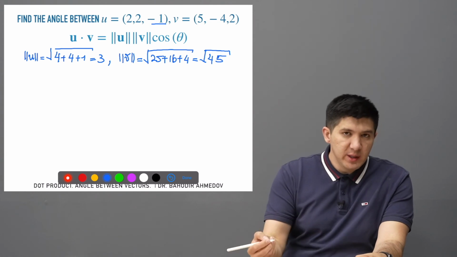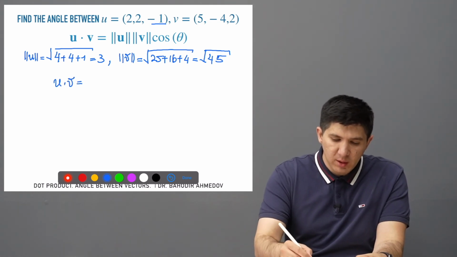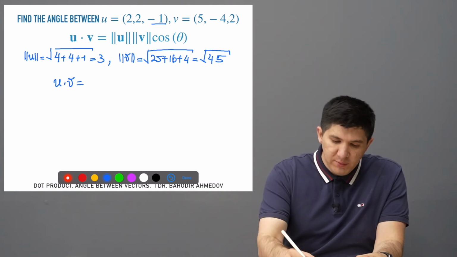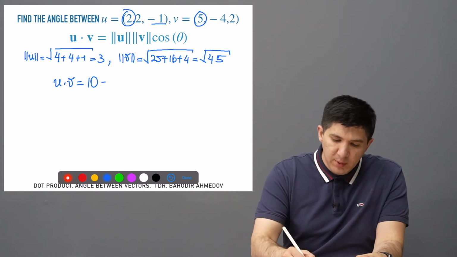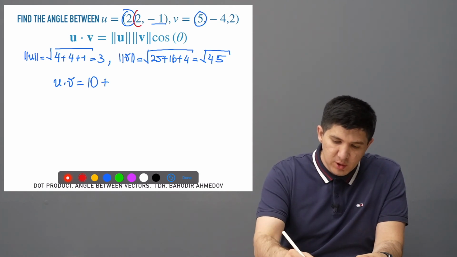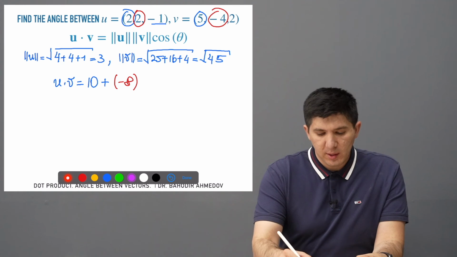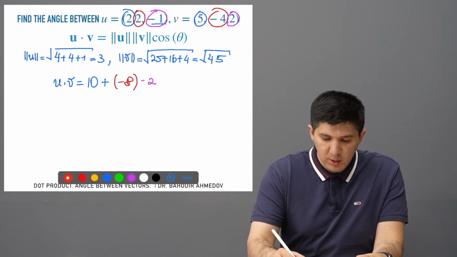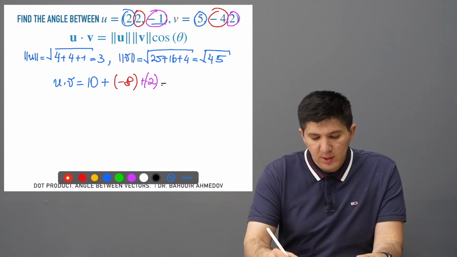Well, now I also need u dot v here. So u dot v is equal to, I need to now multiply these two vectors component-wise. The first component, 2 with the 5, is going to be equal to 10, plus the second components. 2 should be multiplied by minus 4, which is minus 8. And then the last two components, which is minus 1 times 2, it's going to be minus 2, or plus minus 2. And if I add all of these items, it is going to be equal to 0.